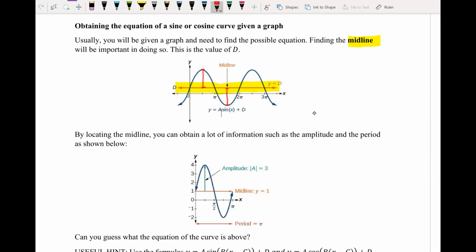So remember, my function is going to look something like y equals a sine b x minus c plus d. Well, once I find the midline, I already got the first thing, okay? Notice that once I have my d, I can easily figure out my a, because you can find how far it is from the midline up, or you can find how far it is from here to here, and then figure out the distance from there to there. So you can also figure out the a value.